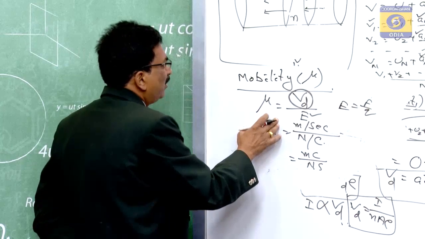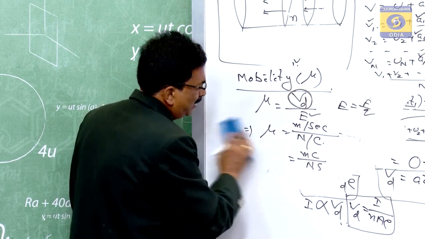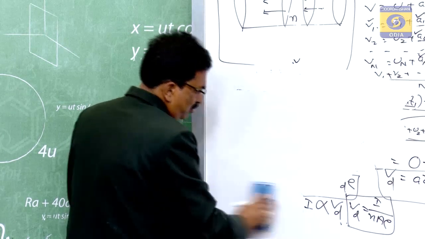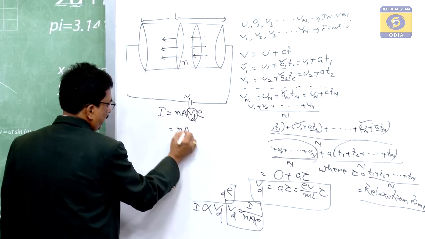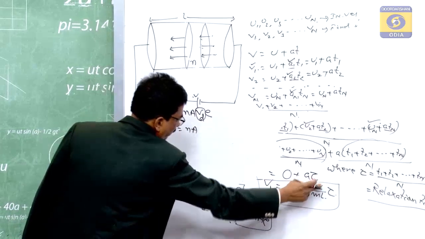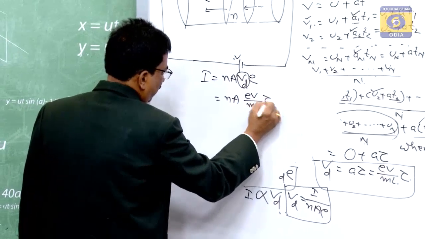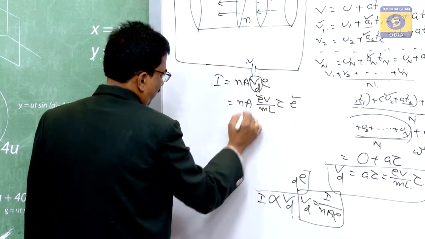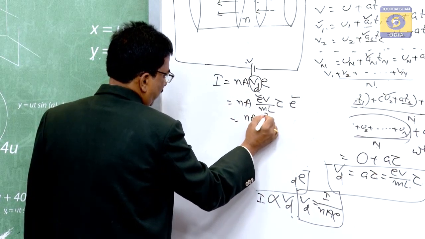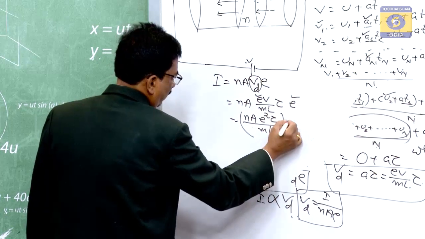If the mobility and the electric field are there, then the current and the drift velocity have a relation. So, I is equal to N A V_D e. This V_D is the drift velocity. V_D is equal to eV by m l into tau, and another e is multiplied. So, this is equal to N A e square tau by m l of V.